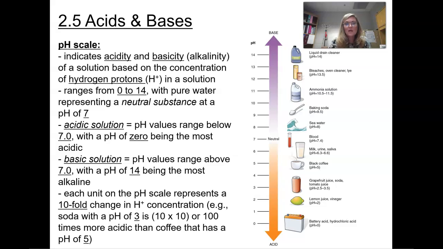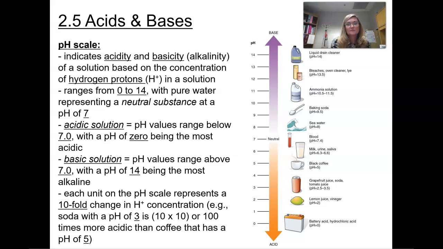That's where neutral is. Acidic solutions have pH values that range below 7, with a pH of 0 being the most acidic. Basic solutions have values above 7, with a pH of 14 being the most alkaline or the most basic. So starting at 7 neutral, anything below 7 is acid, anything above 7 is going to be base. The further you get towards either end, for example 14 is going to be the strongest base, whereas 0 and 1 are going to be the strongest acids.